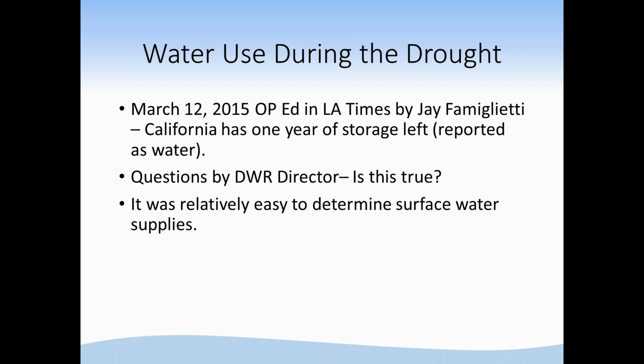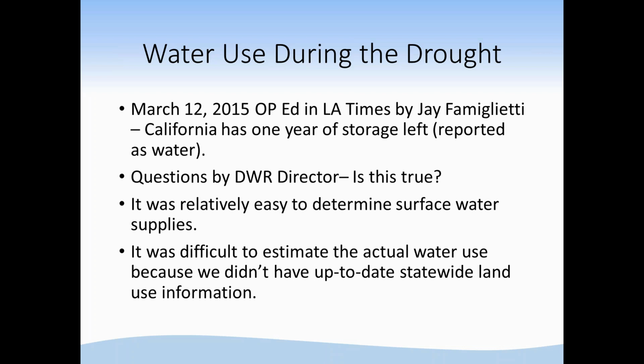You just add up all the reservoir storage at that time and figure out, can we convey it to certain areas of California? Can we distribute that? But the big unknown was that it's difficult to estimate the actual water use because we don't have up-to-date information, and we don't have it on a statewide basis because of all these issues that I discussed before.